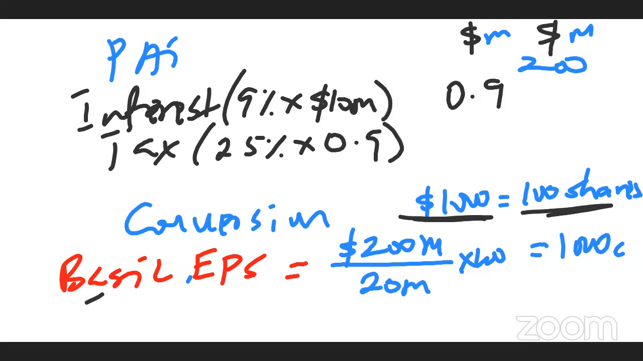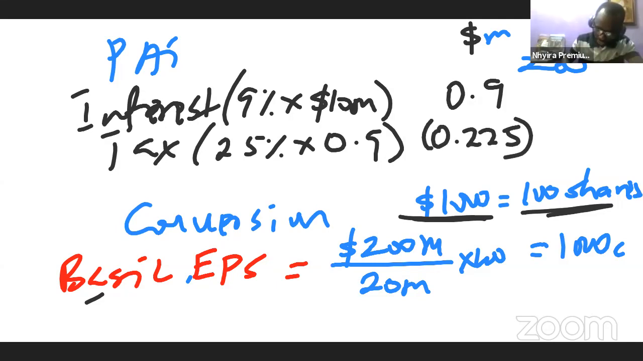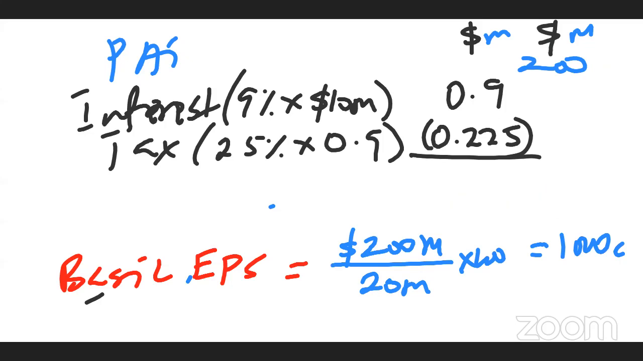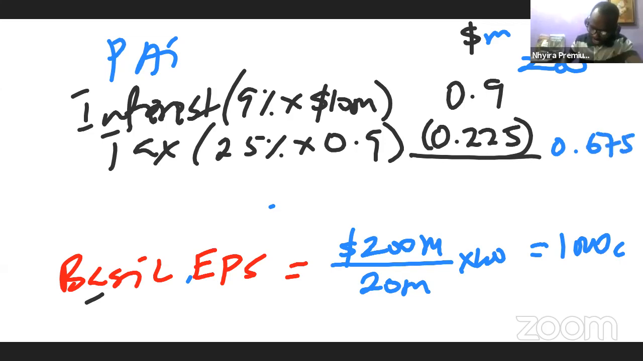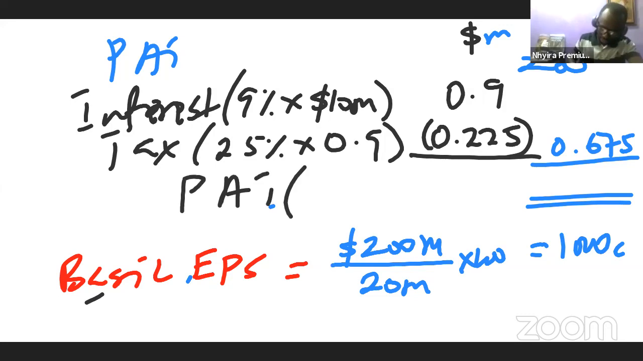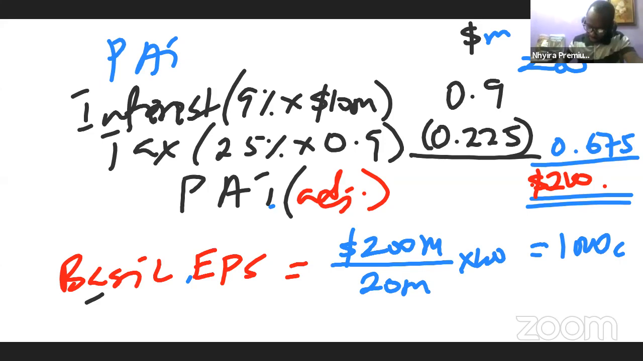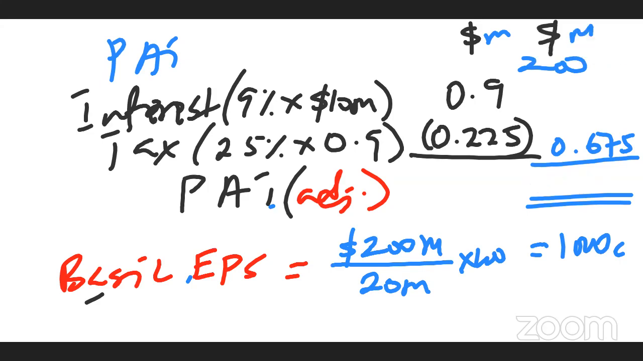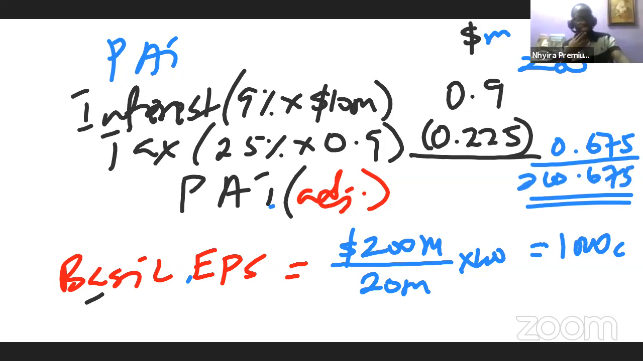0.225. Okay. So we take it out. What do we have? 0.675. Okay. So we add that to the 200 million, and that becomes the adjusted profit after tax. So 200.675. Am I right? Yeah. So this is our adjusted profit.